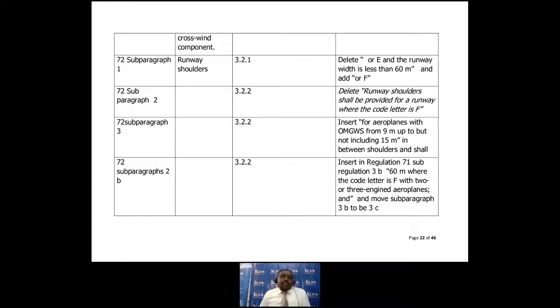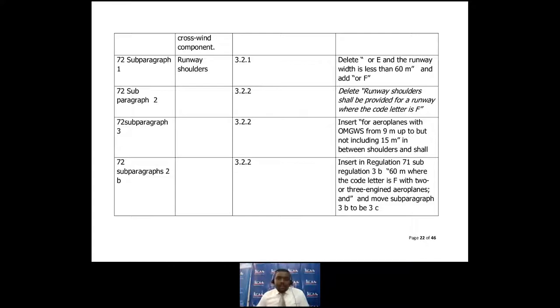The same regulation, sub-paragraph 2, deleted: the runway shoulder shall be provided for a runway where the code letter is F. And then sub-paragraph 3, we inserted the words for aeroplanes with outer main gear wheel span of 9 meters up to but not including 15 meters in between shoulders and shall. So those words were inserted.